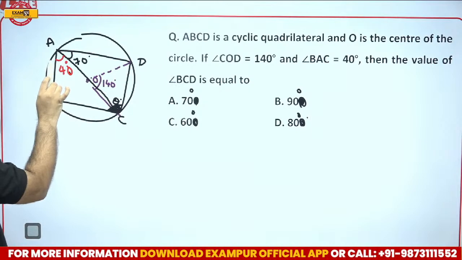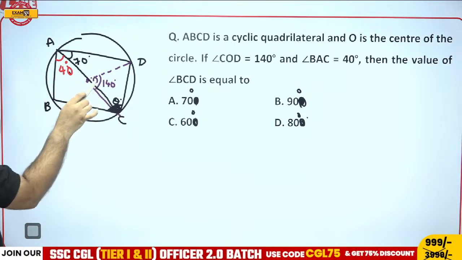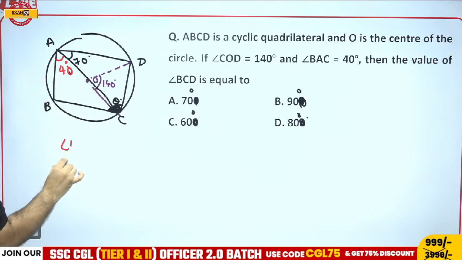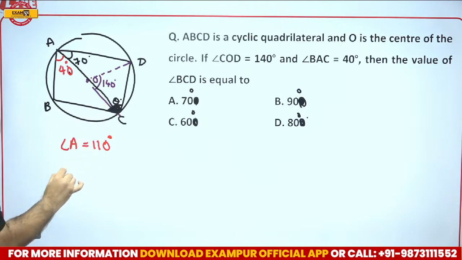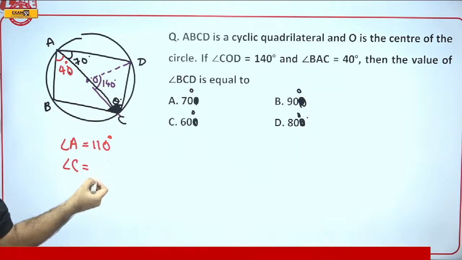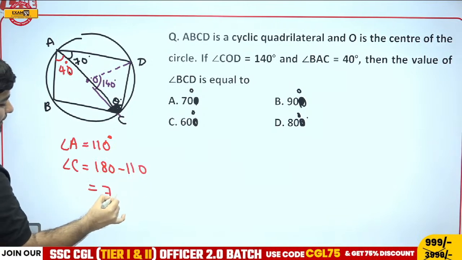One angle they have given you, another you have to find out from the central angle. So total angle A is 110. In a cyclic quadrilateral, sum of opposite angles is 180. So angle C is 180 minus 110, 70.